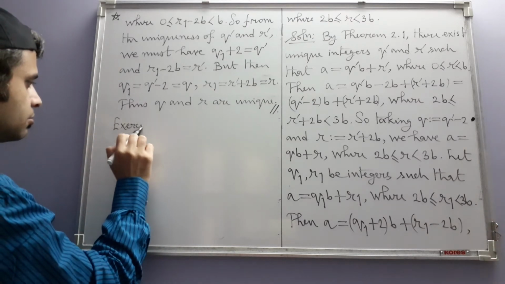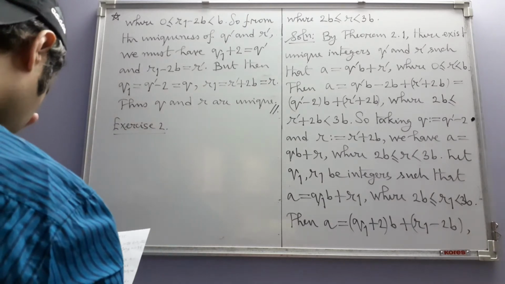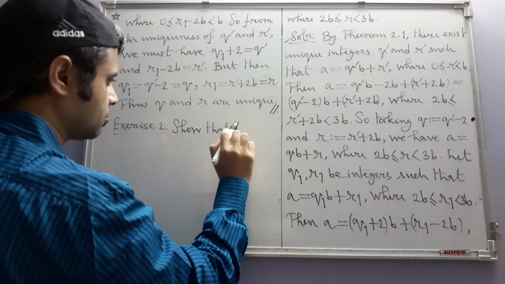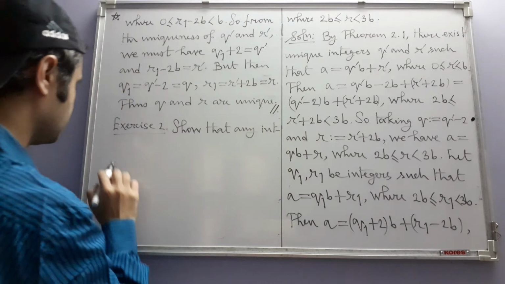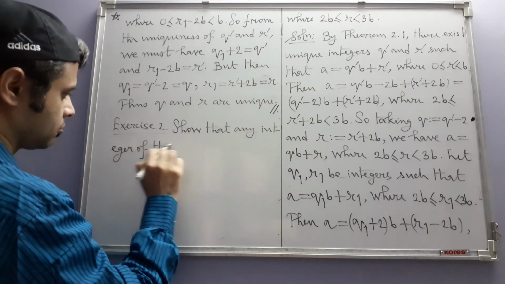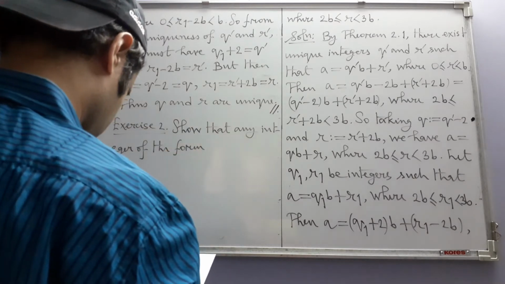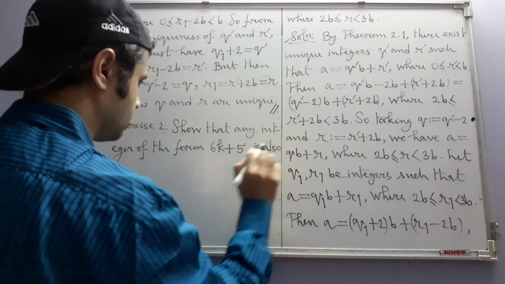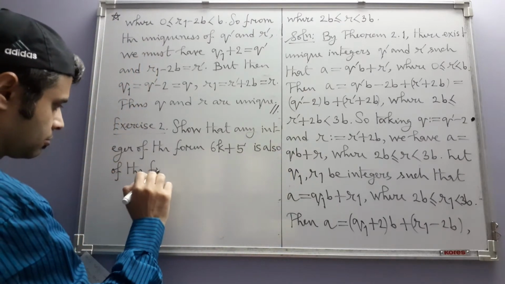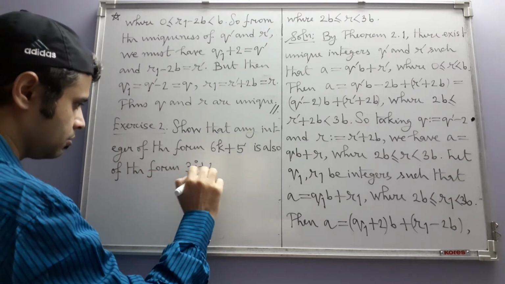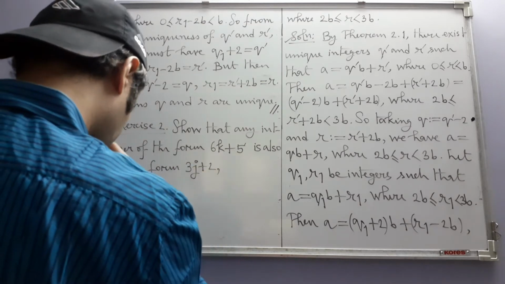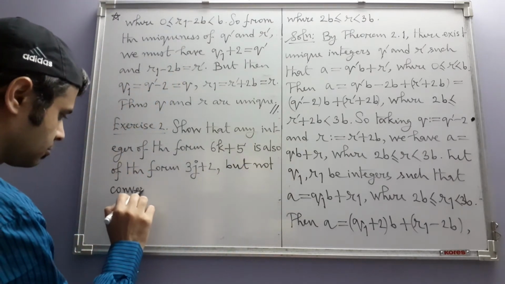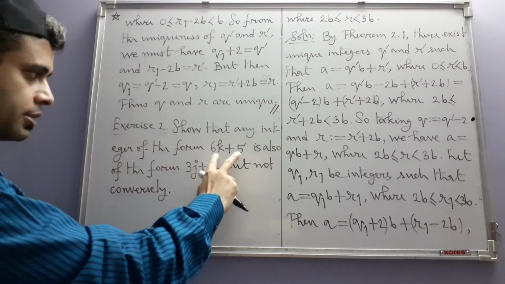Exercise 2. Show that any integer of the form 6k plus 5 is also of the form 3j plus 2, where k and j are some integers, but not conversely. Every integer of this form is not necessarily of this form.